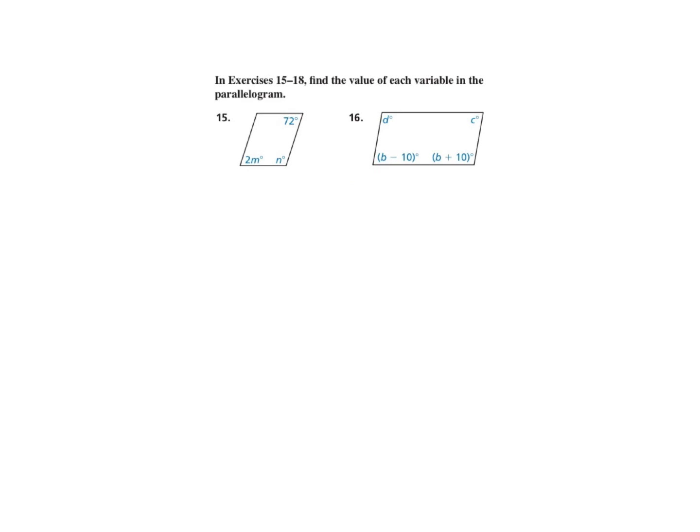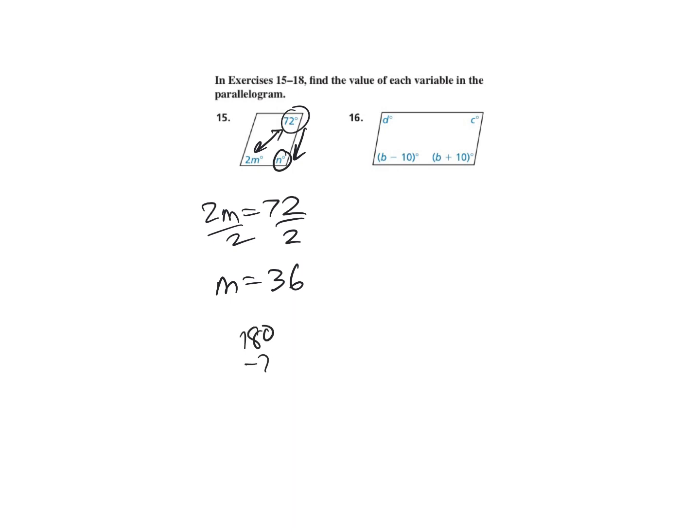Okay, find the value of each variable. All right, so now we've got to find M and N. So these two are the same. Diagonal angles are the same. So 2M equals 72. Divide off the 2, and M equals 36. And if this is 72, it's supplementary with that angle. So that means 180 minus 72 would be angle N. So N equals 108.